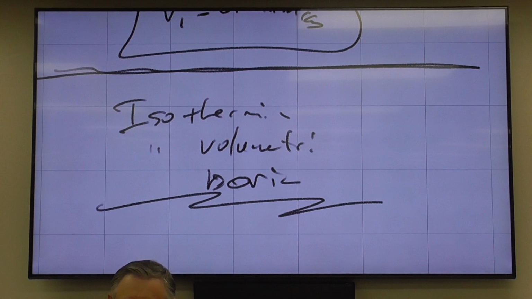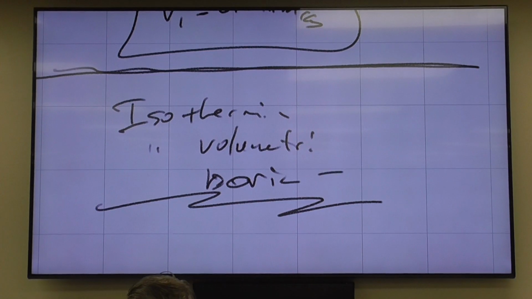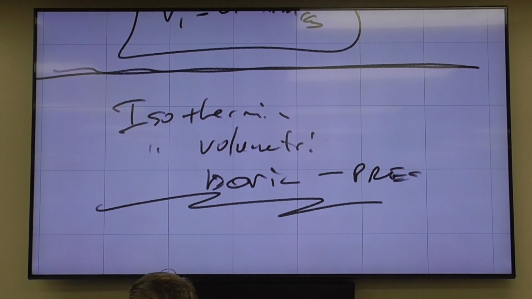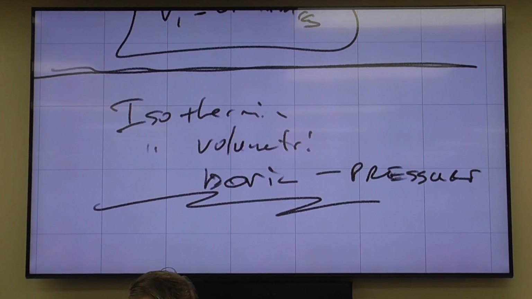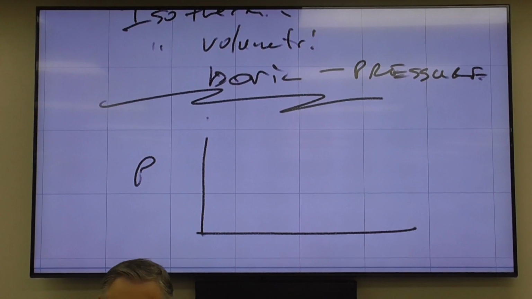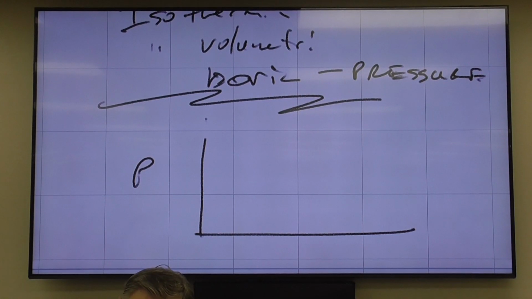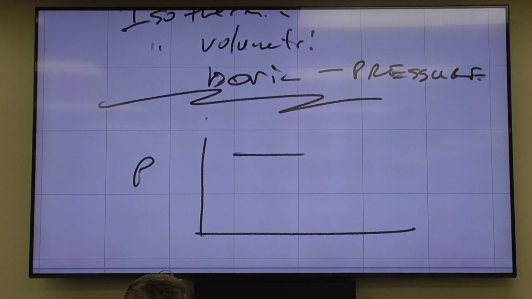Okay, isobaric is the one where the number of moles doesn't change, right? No, none of them have changing moles. Oh, okay. None of them have changing moles. They're all isomoles. Baric is the same pressure. Same pressure, and then what does that look like on a pressure-time graph? A straight line. Vertical or horizontal? Horizontal.